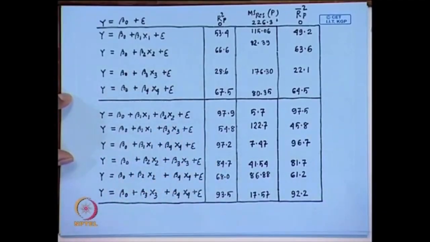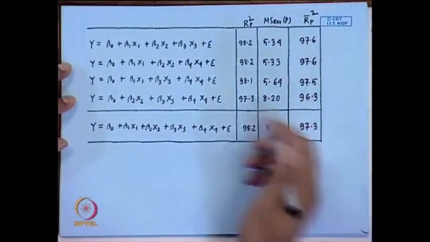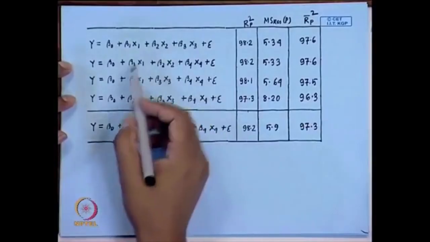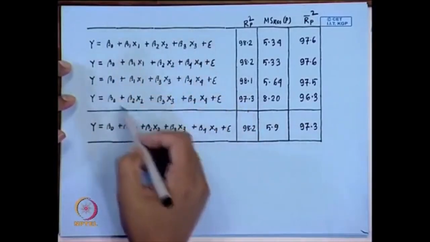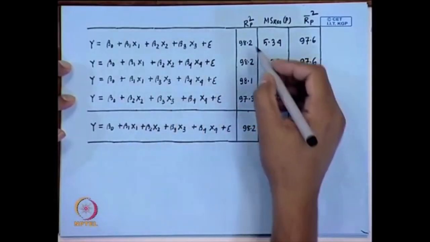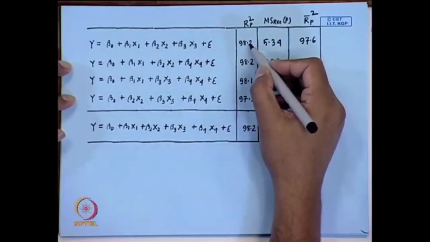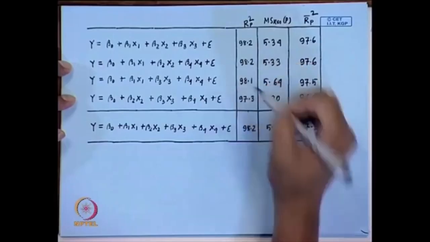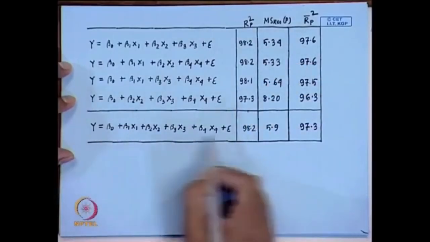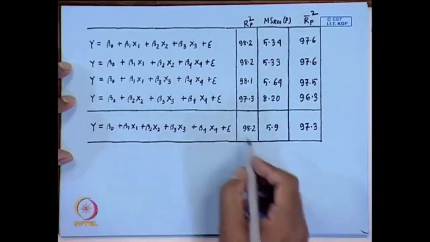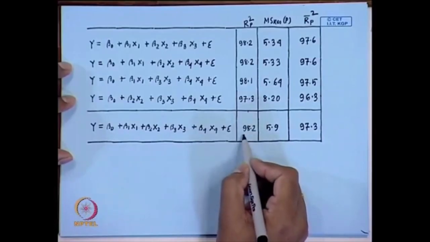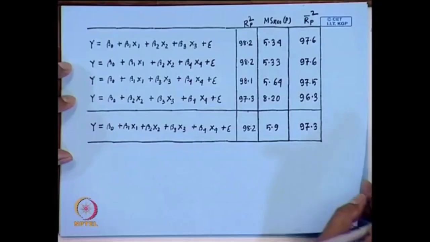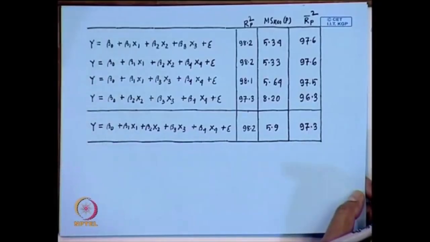Well, similarly, this is really a hectic job. Here you have to estimate all the models involving 3 regressors, and you compute the R square value for all the models. And this is the full model which involves all the 4 regressors, and the coefficient of determination is 98.2.